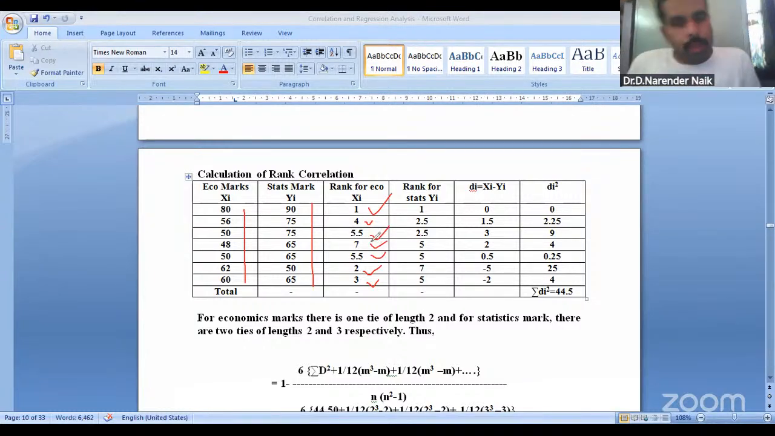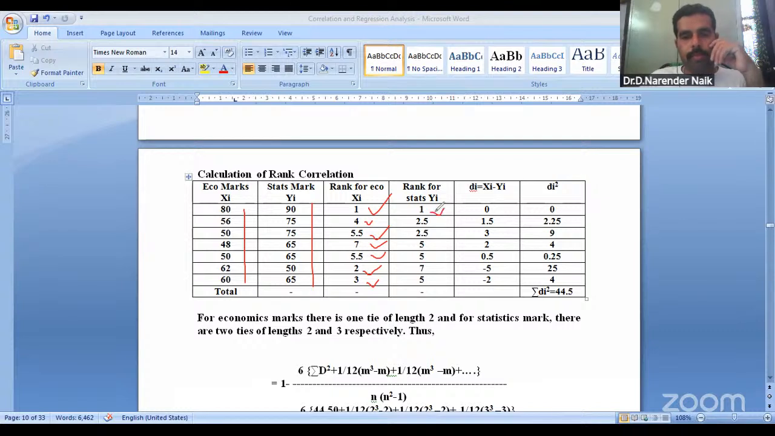Then next, ranks for statistics, yi. Again, 90 marks, the student who secured the highest, I'm giving rank 1. Then the second highest, 75, 75. You observe 75, 75. So 2 and 3: 2 plus 3 is 5, 5 by 2 is 2.5 and 2.5. Okay. Then 65, 5. Then 50, 7. So we have given the ranks to all the economics students and the statistics students.